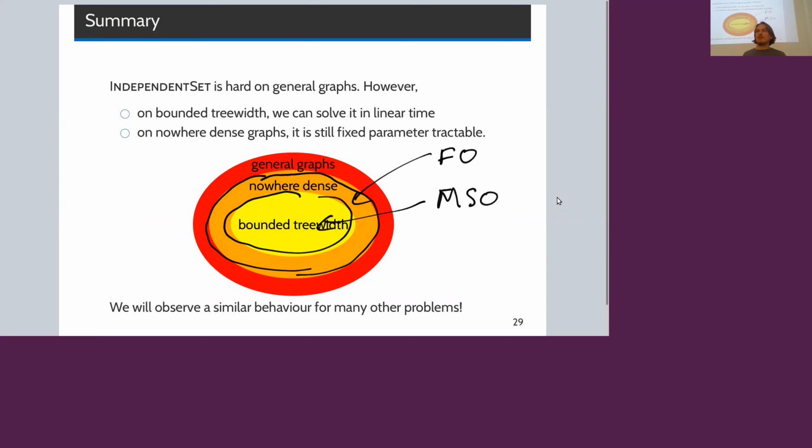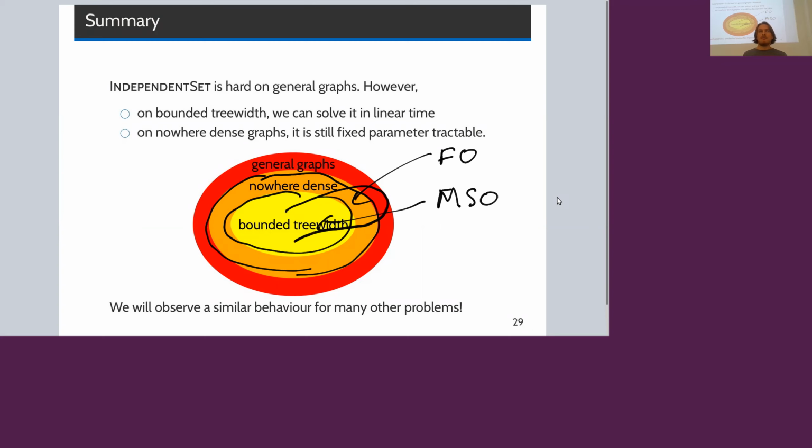Okay. Another question there? Yeah, is there a theorem for twin width? Oh, he's talking about twin width, a recent development, and twin width is very different compared to the notions that we have so far. It kind of goes orthogonal. It is incomparable to bounded tree width and nowhere dense graph classes.